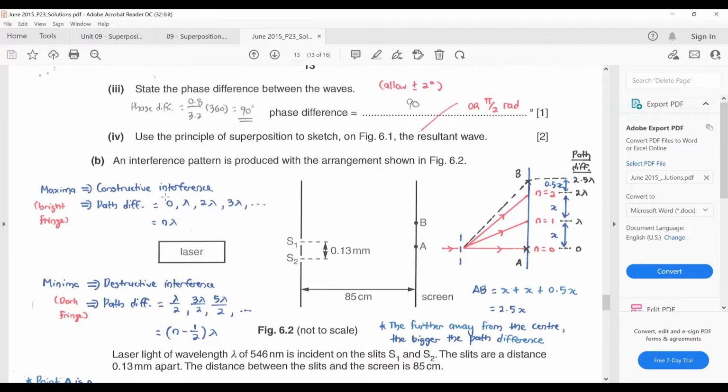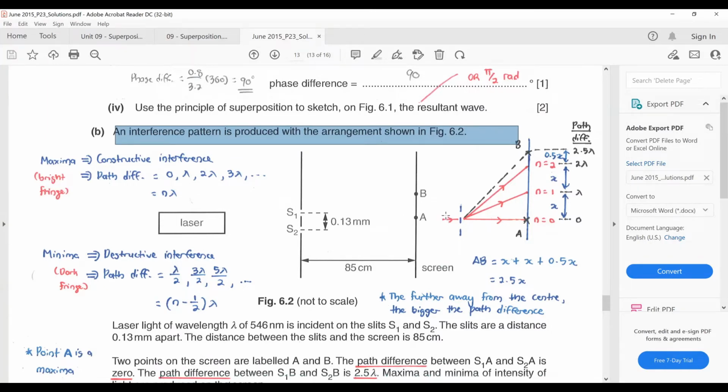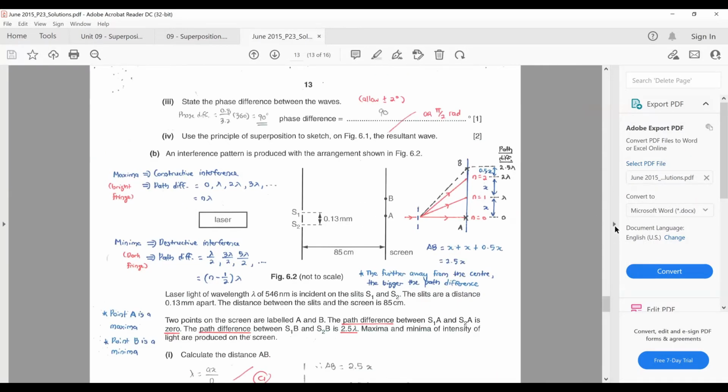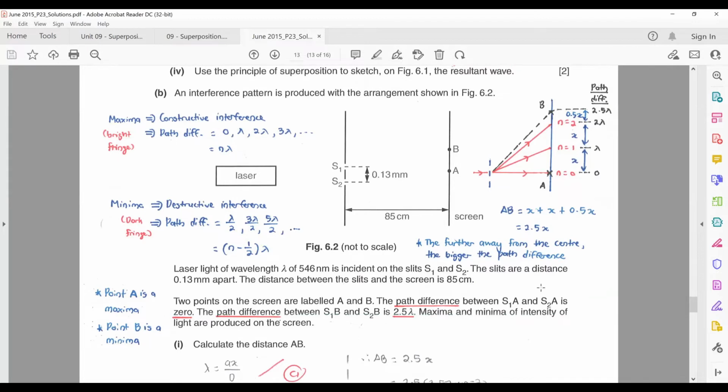All right. Now you have an interference pattern that's produced using the arrangement shown in figure 6.2. This one is your Young's double slit experiment. You see, got double slit, got laser light. You know it's Young's double slit already. So what they tell you is that light of wavelength lambda 546 nanometers is incident on the slits S1 and S2. The slits are a distance of 0.13 millimeter apart. The distance between the slits and screen is 85 centimeters.